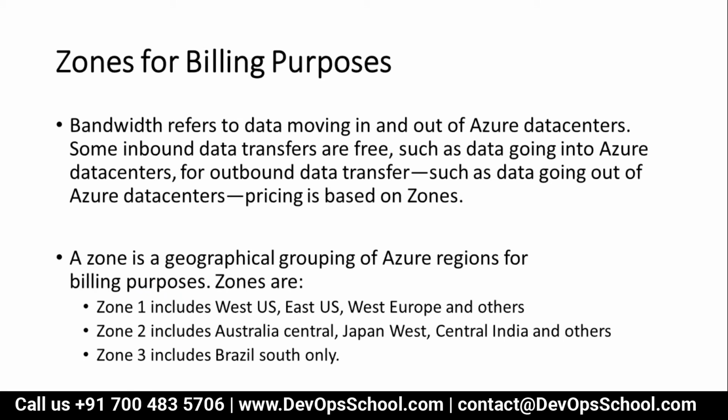Zones for billing purposes. A zone is a geographical grouping of Azure regions for billing purposes. So there are three types of zones: zone first, second, and third. The first zone includes West US, East US, West Europe, and others. The second zone includes Australia Central, Japan, West Central India, and others. And zone third includes Brazil South only.